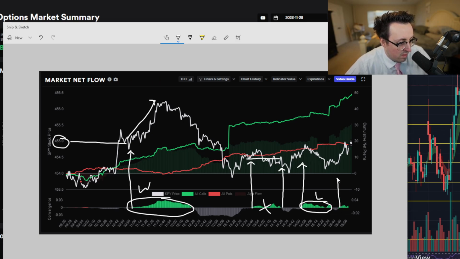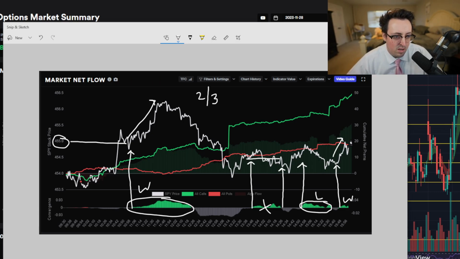But then towards the end of the day, it caught a very nice move to the upside, about 50 to 75 cents, about 15 minutes before close there. Okay, so that one was the win. So we'll do 2 wins and 1 loss, 2 for 3.